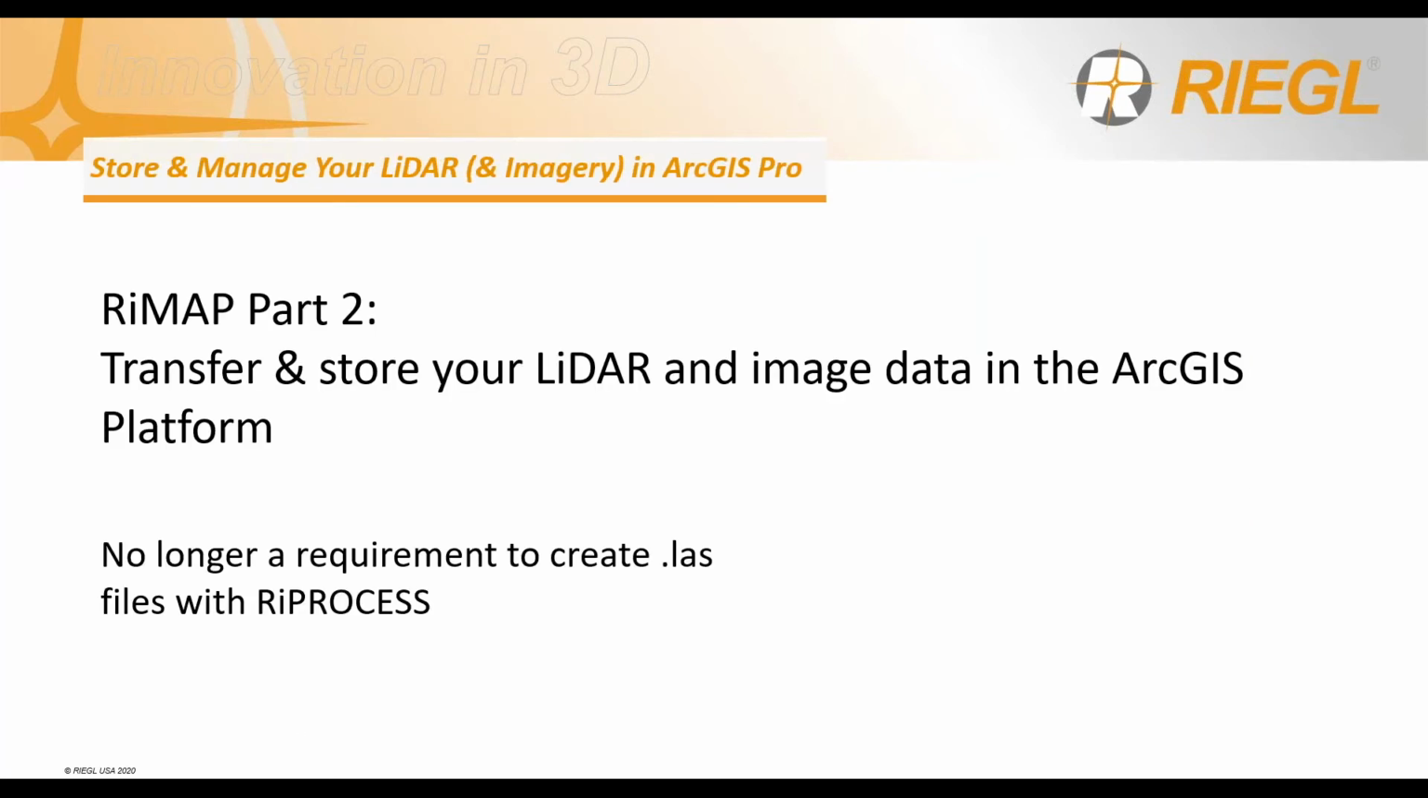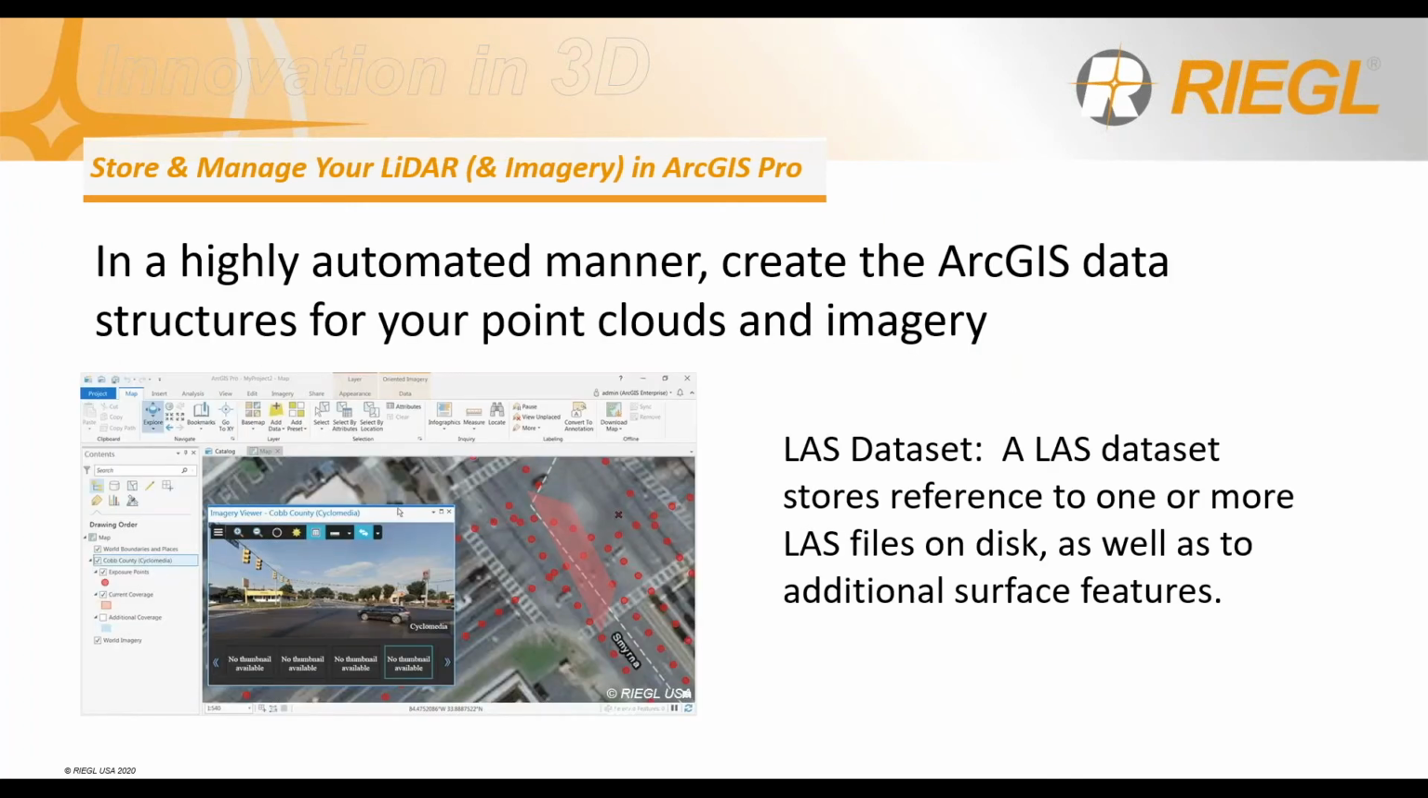So the second part of the Ri-MAP import is ingesting your LiDAR and imagery data straight from the RIProcess project into ArcGIS Pro. So we've tried to make this as simple and as automated as possible. Ri-MAP itself creates the ArcGIS Pro data structures for LiDAR and imagery. These include LAS datasets for LiDAR, mosaic datasets for nadir imagery for airborne systems, and oriented imagery catalogs for oblique imagery captured from mobile systems. And there's an example of the OIC in the bottom left there, which works very well with the mobile collections.